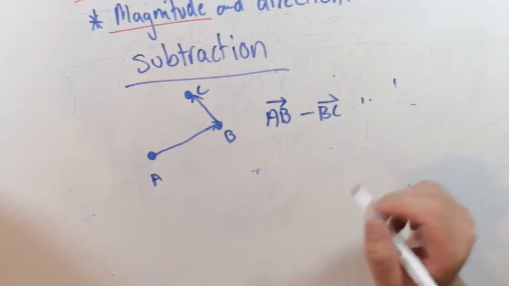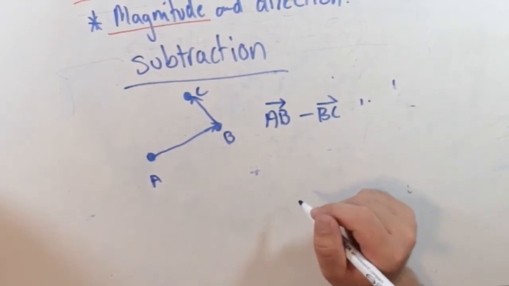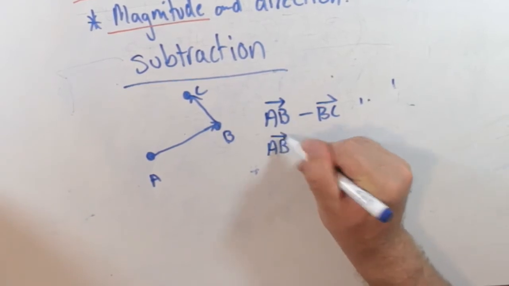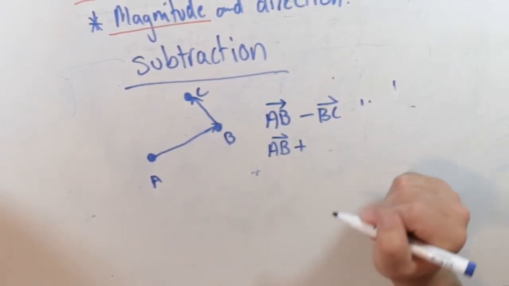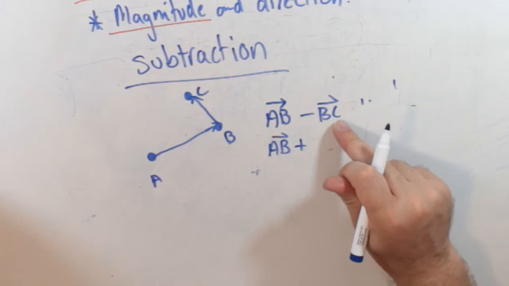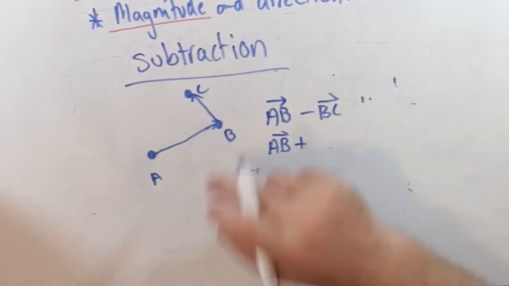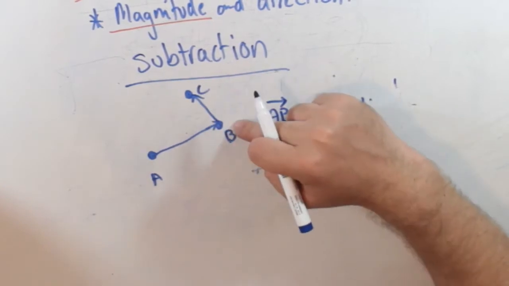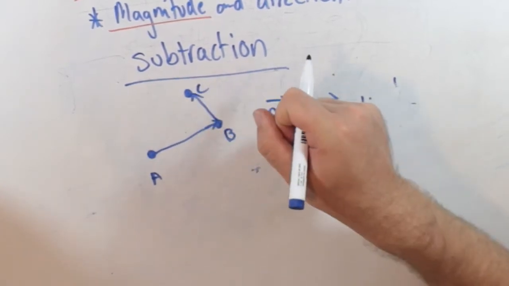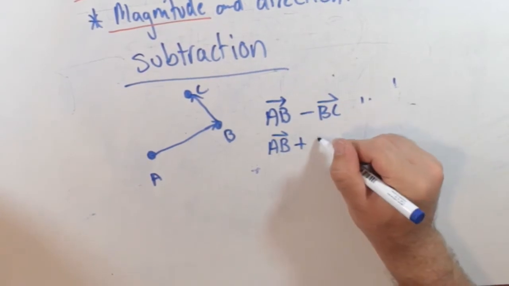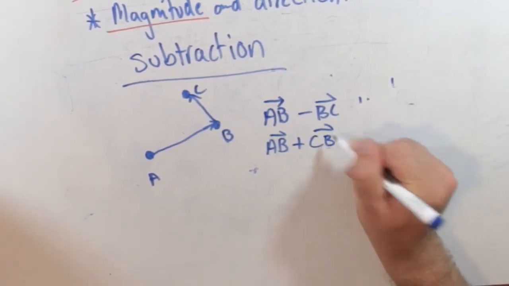A to B minus B to C. What's that going to be? So minus B to C, that's the same as the negative of B to C, and the negative of B to C is C to B. So it's like flipping the vector around, going the opposite direction. So it's going to be the same as adding C to B.